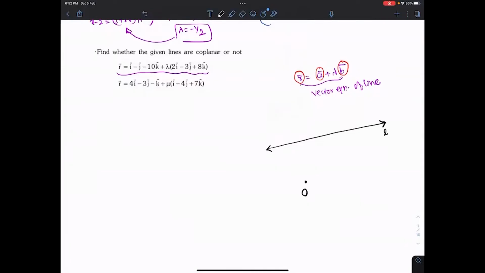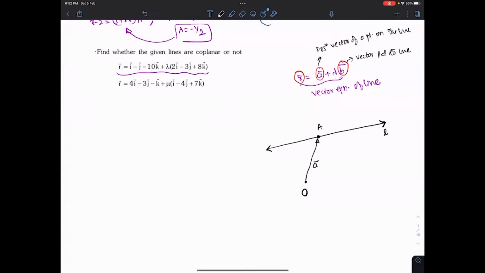Now, what is A bar? A bar is the position vector of a point on the line. So if you take any one point on the line, the position vector of that point, that is only A bar. So A bar will not be on the line or anything like that. A bar is just the position vector of a point on the line. What is B bar? B bar is a vector parallel to the line. This I think is clear for everyone.